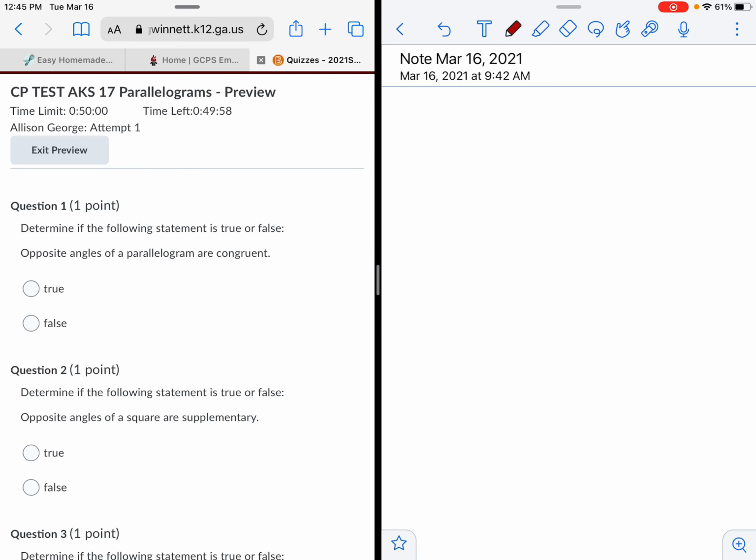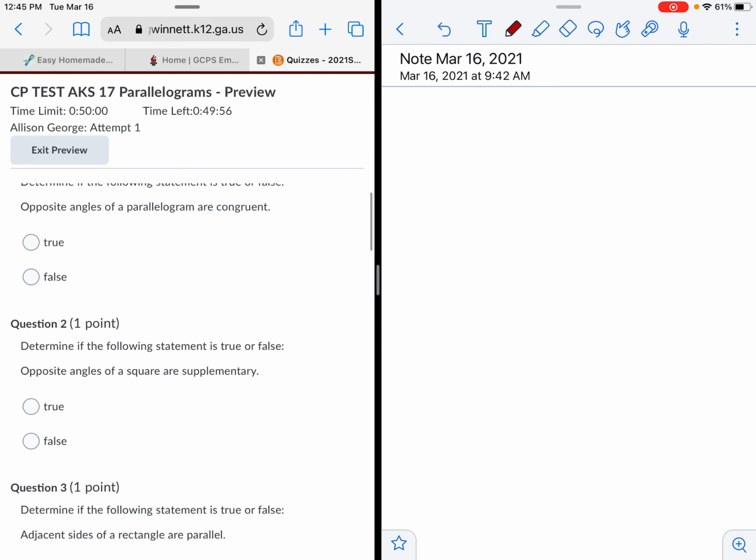All right, let's look at AKS 17 test. Question 1 says, opposite angles of a parallelogram are congruent. So if you were to look at your property sheet, that is one of the properties that is true of parallelograms, that their opposite angles are congruent. So these two right here are congruent, or you've also got the other opposites as well.